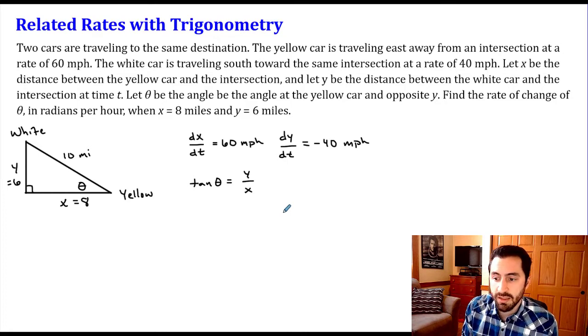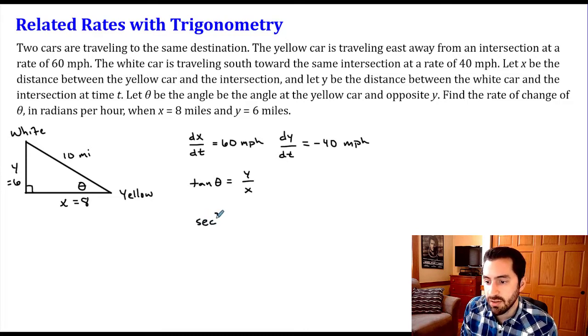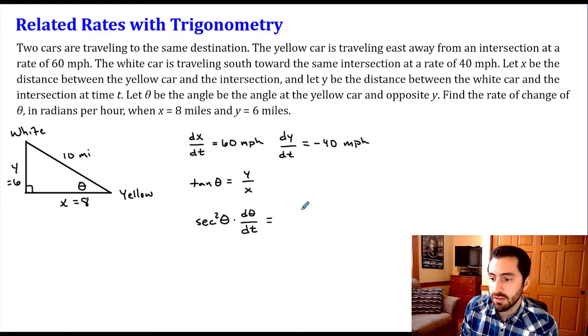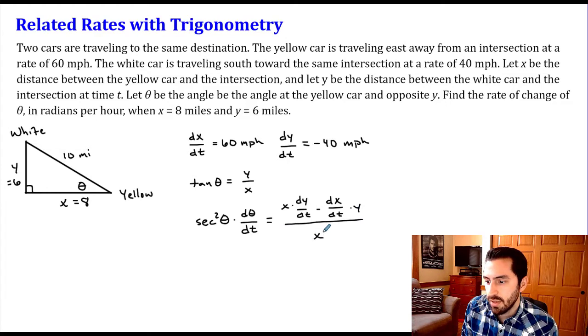The next step is we're going to take the equation that relates all of our variables together, and we're going to differentiate that with respect to time. So on the left-hand side, the derivative of tangent is equal to secant squared of theta, times d theta over d time. On the other side of the equal sign, we have y over x. So we're going to need to use our quotient rule. So we have x times the derivative of the numerator minus the derivative of the denominator times y, and this is all over x squared.